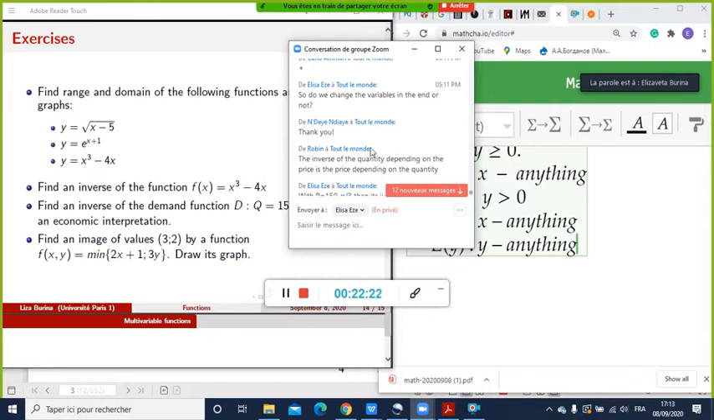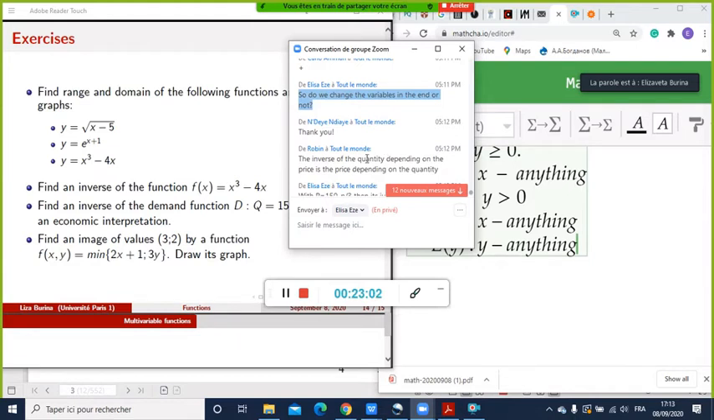Oh, so many messages. Wait a second. Elisa, do we change the variables in the end or not for the inverse? We can or not. It just depends on if we need it for ourselves. No, we don't have to. We just keep it the way we want it to be. If for some reason we are asked to write it correctly, you can, but that will not be the case. So you don't have to change variables.